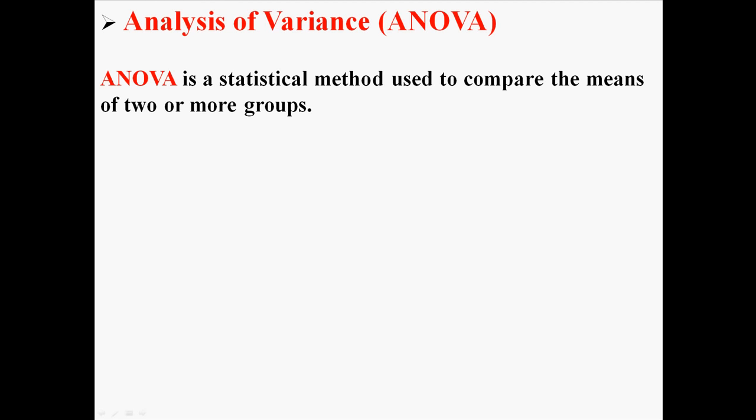So first of all, ANOVA. ANOVA is a statistical method used to compare the means of two or more groups. Like before, when we were doing t-tests, we could compare two samples. With ANOVA, we can compare 3 samples, or 4 samples, or 7 samples. We can compare more than 2 groups.